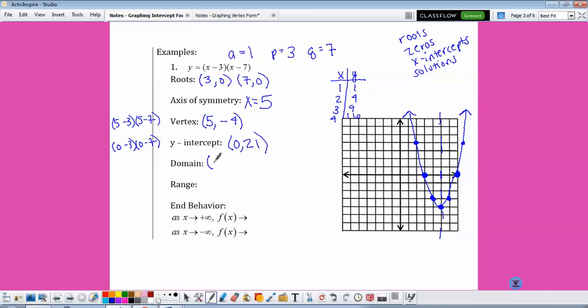So domain is still always negative infinity to infinity. My range, the bottom is at 1, 2, 3, 4, so negative 4 to positive infinity, and my arrows are both pointing towards positive infinity.